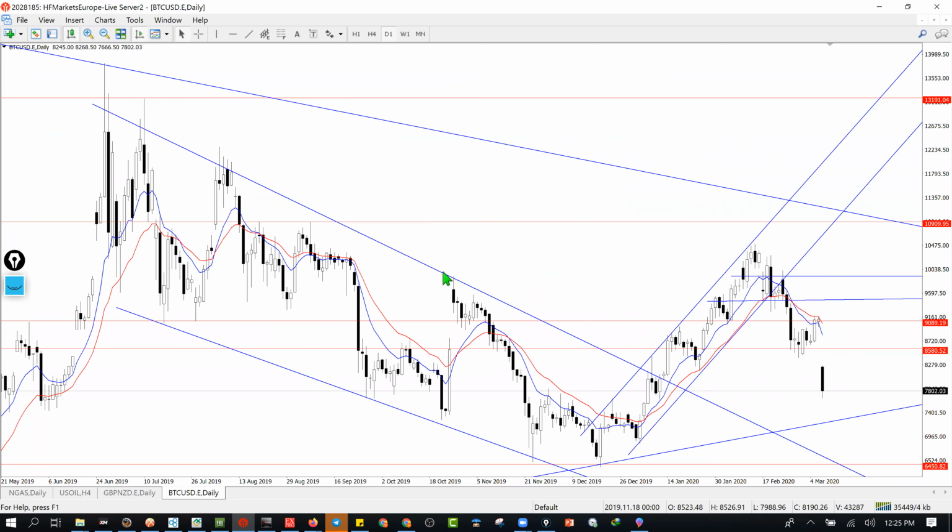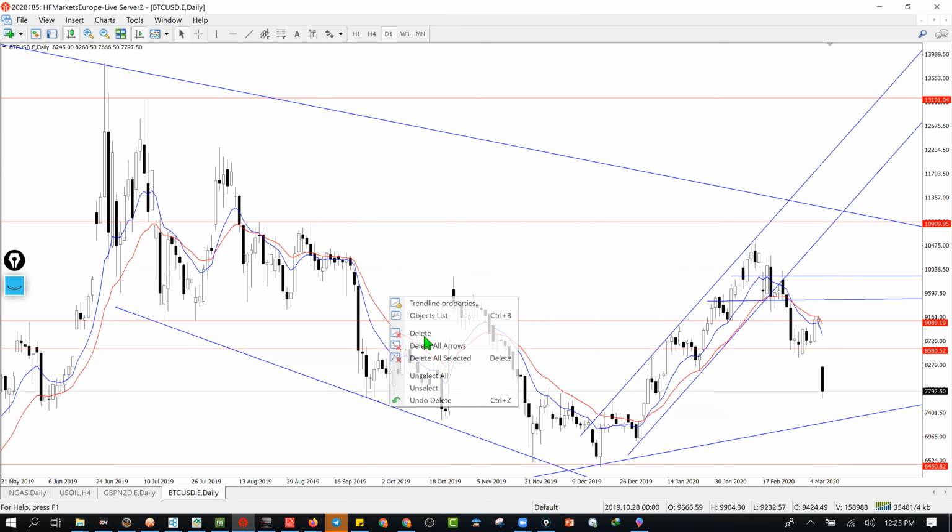I'm going to get this off my chart so you guys can see everything on my chart properly. Okay, getting all this cleared off.